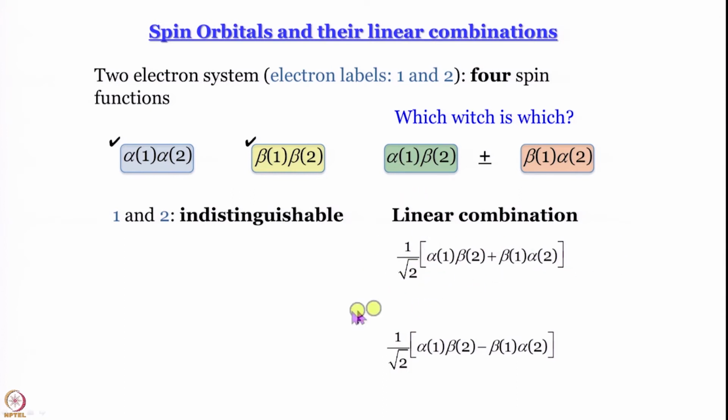Now if I look at this, what does it say? The first term says that it is electron number 1 and not number 2 that has alpha spin, and electron number 2 and not number 1 that has beta spin. The second one says exactly the opposite. It says electron number 1 has beta spin, electron number 2 has alpha spin.